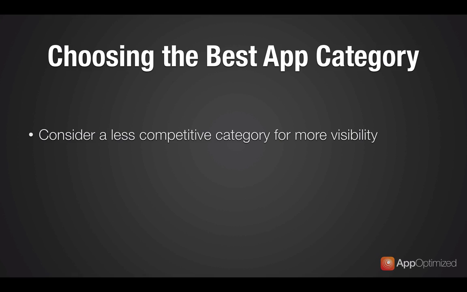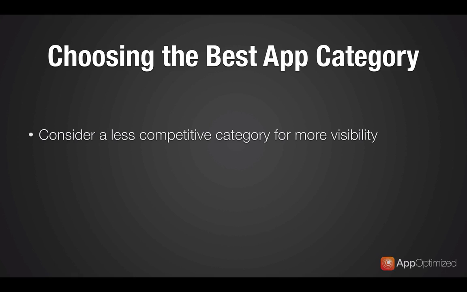So in the case of a photo app, instead of publishing it into the photography category, you may want to put it under entertainment or productivity, or a number of other categories. And the App Store doesn't necessarily check on whether your app is in the right category or not, or the most relevant category or not.